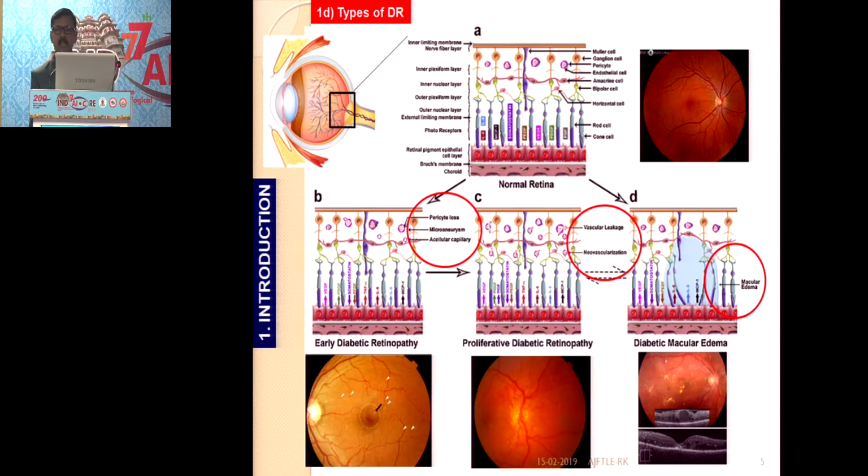So diabetic retinopathy is a microvascular disease, which refers to retinal vascular diseases that damage the blood vessels. Based on the severity and stage, it can be classified into two forms: the early non-proliferative diabetic retinopathy and advanced proliferative diabetic retinopathy. The early form is characterized by pericyte loss, formation of microaneurysms and acellular capillaries, whereas the advanced proliferative form is characterized by vascular leakage and neovascularization. At any point of time, macular edema can happen.